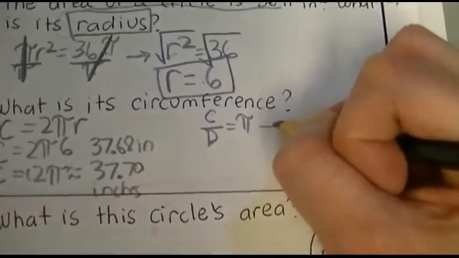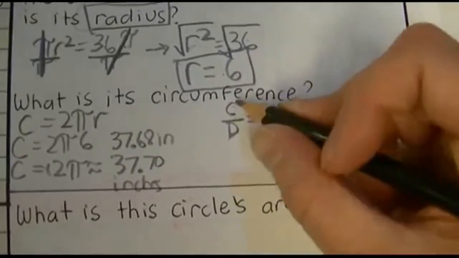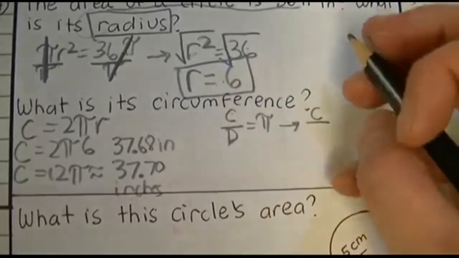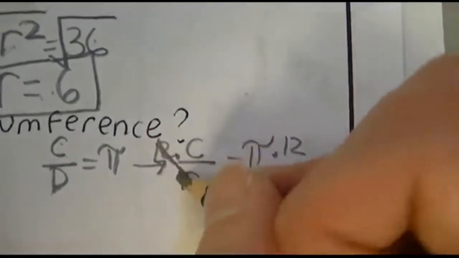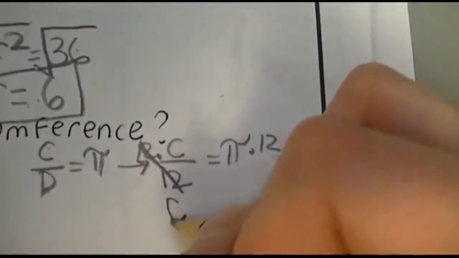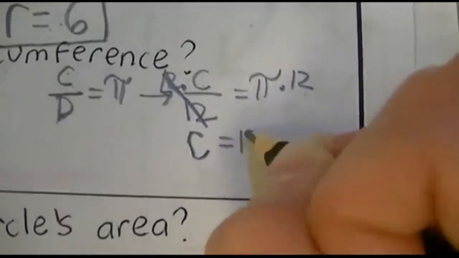All right, so the circumference we don't know, so we'll keep it a variable. The diameter is double the radius. Double the radius is 12. Okay, so to solve for C, we're going to multiply by 12 over here, multiply by 12 over here. 12 divided by 12 is 1. 1 times C is just C. There's only one C there. And pi times 12 can be written as 12 pi.